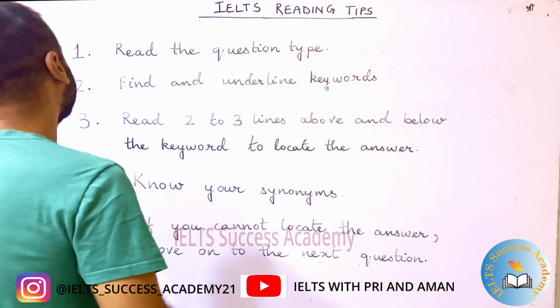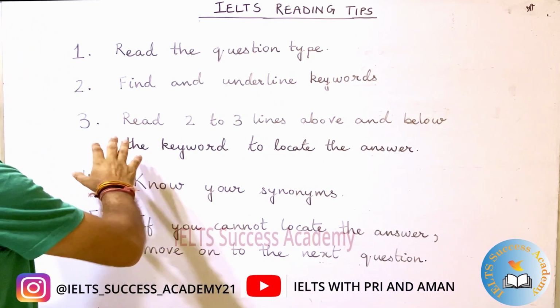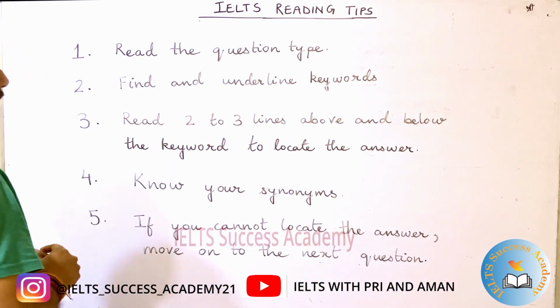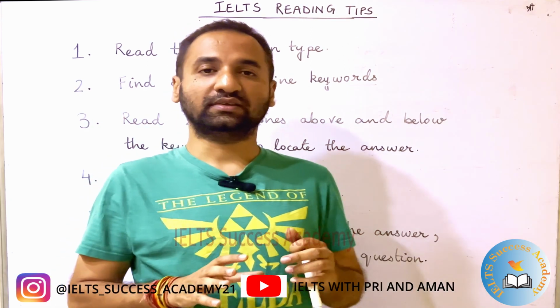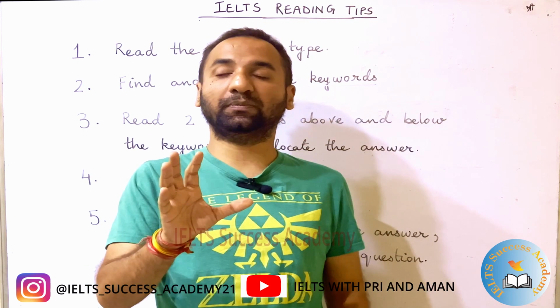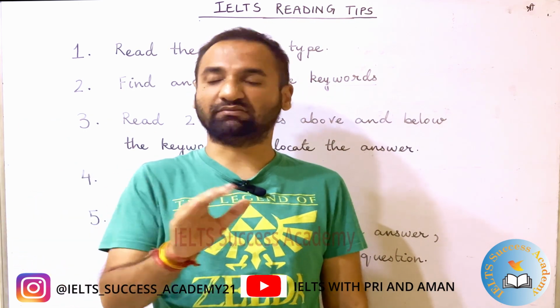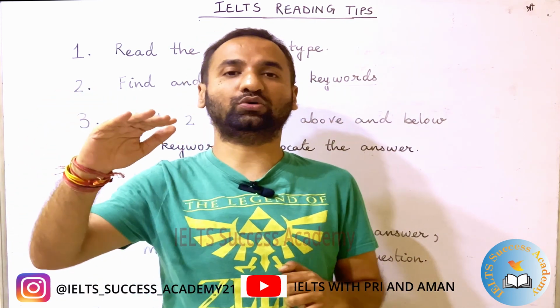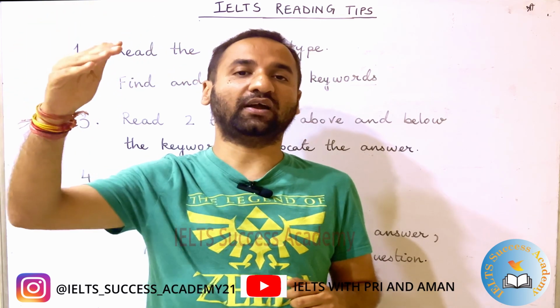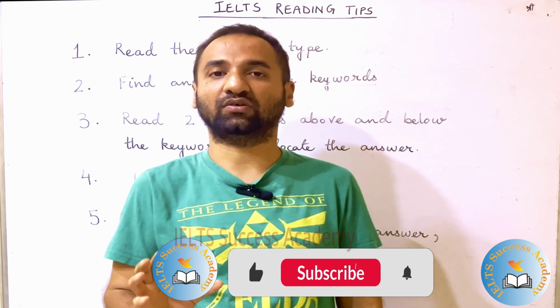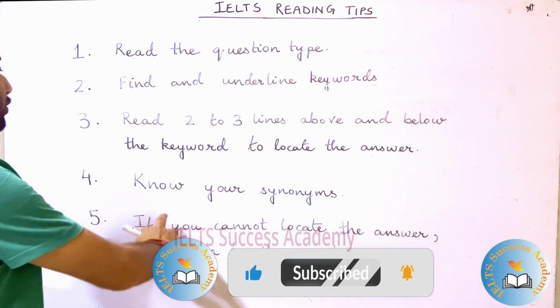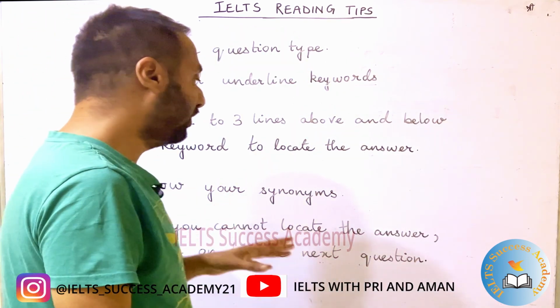Third is read 2 to 3 lines above and below the keyword to locate the answer. There are times when you find the keyword but you cannot find the answer straight away. Read about 2 to 3 lines above the keyword and 2 to 3 lines below the keyword and you will find your answer.